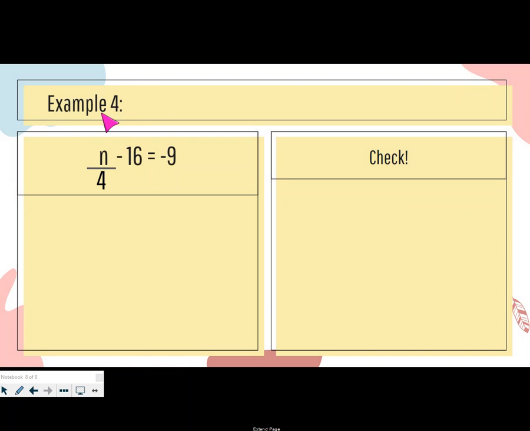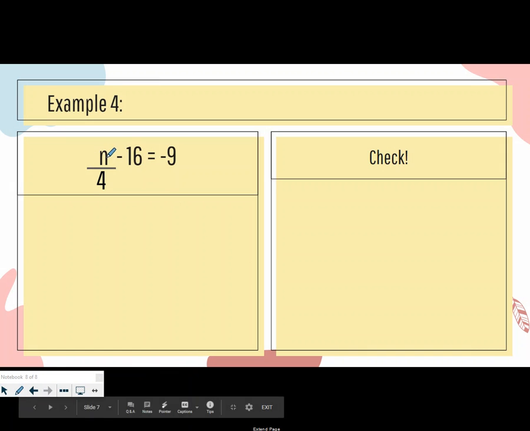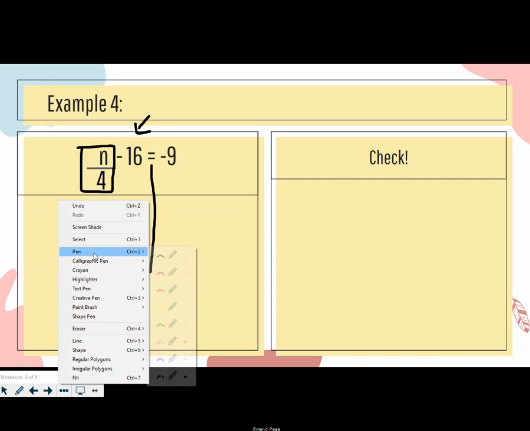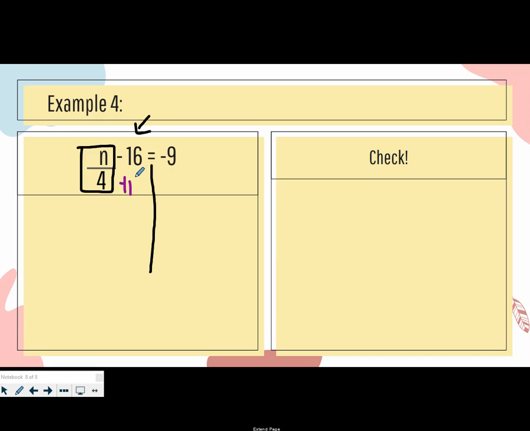Alrighty, one more example of a two-step equation that we'll do together. I've got n divided by 4 minus 16 equals negative 9. I'm going to draw my line so I remember what I do on one side, I'm going to do on the other, and I'm going to box my n over 4. I need to get rid of this part first, this minus 16. So how am I going to get rid of a minus 16? Well, use the opposite. So the opposite of a minus 16 would be a plus 16. If I do it on one side, I'm also going to have to do it on the other. Negative 16 plus 16 equals 0. Get that out of there.